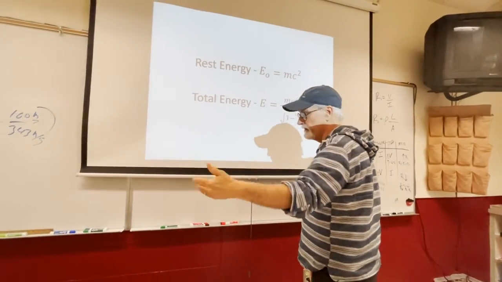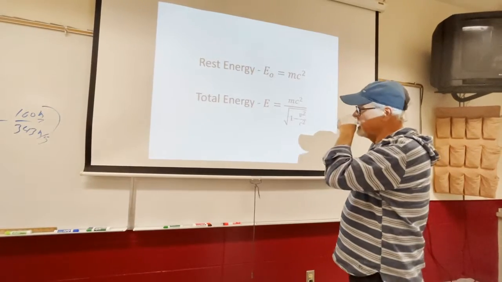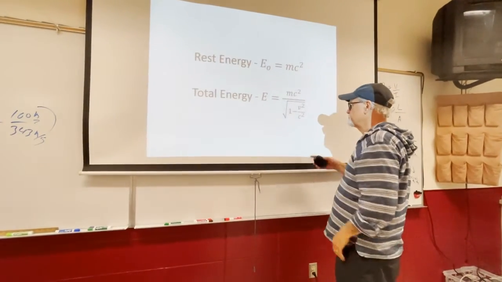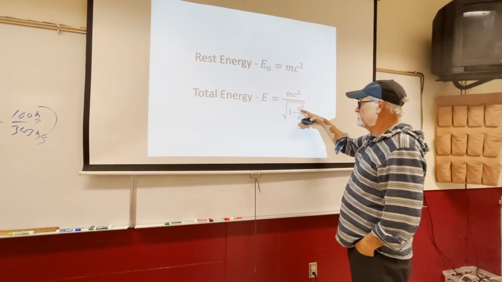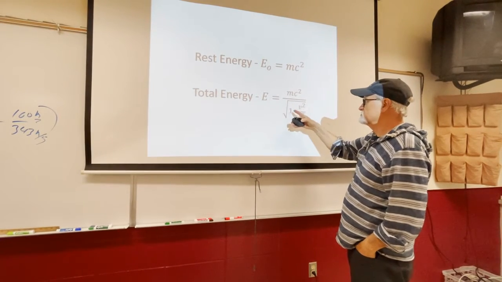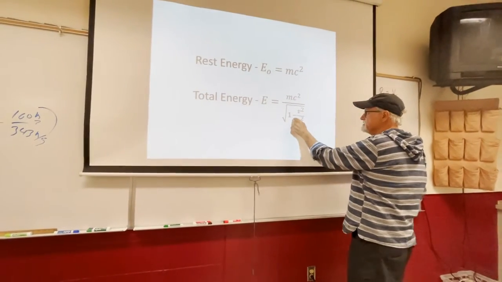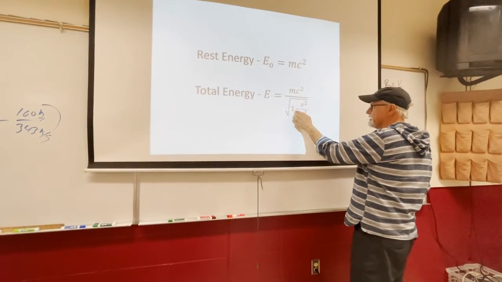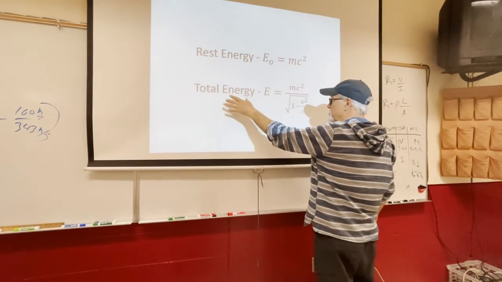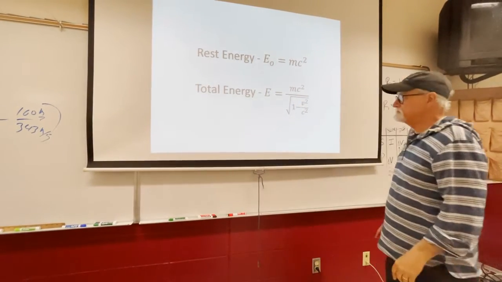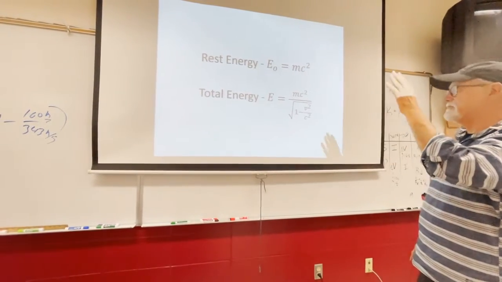But if it's moving, you have rest energy plus kinetic energy. If the velocity is 0, then it's 1 minus 0, and the square root of 1 is 1. It's just mc squared. But as the velocity increases, this is going to get smaller on the bottom, and since it's on the bottom, the total energy will get larger. So you've got rest energy and then the total energy.